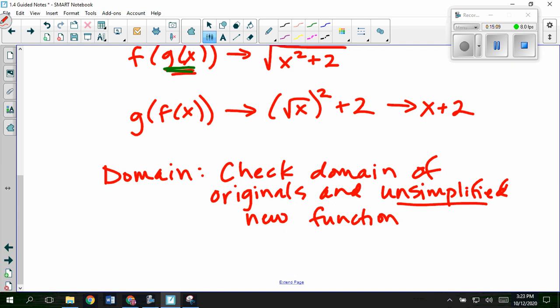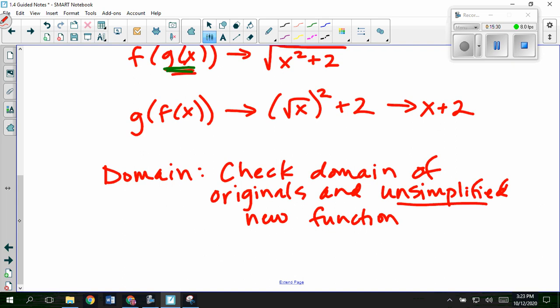Are any additional restrictions that we need to have on functions, we'll need to do that as well, just like we did before. But we want to be careful to not simplify first. Here's one of the reasons why. If we look at this last example, our original two functions have a restriction here that the f of x function can only be positives.